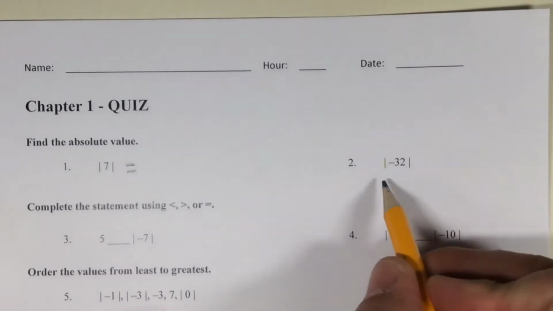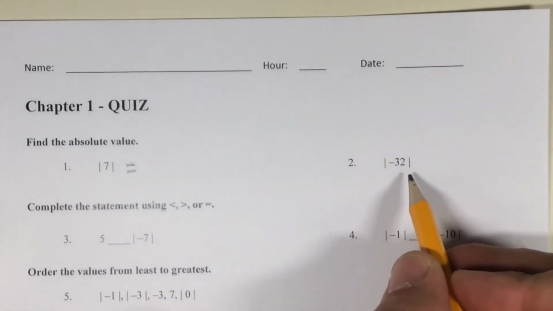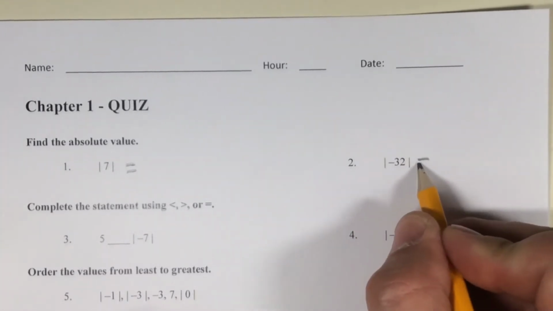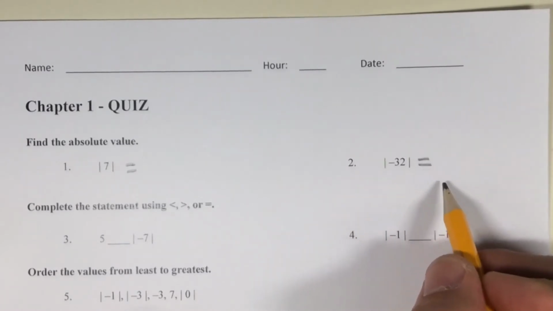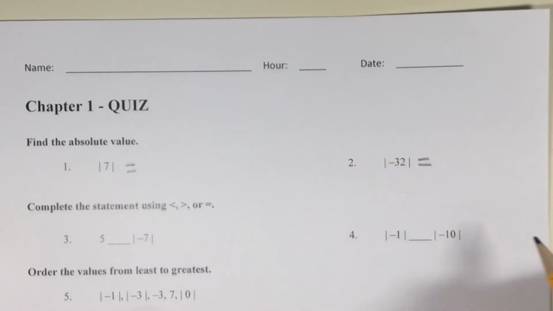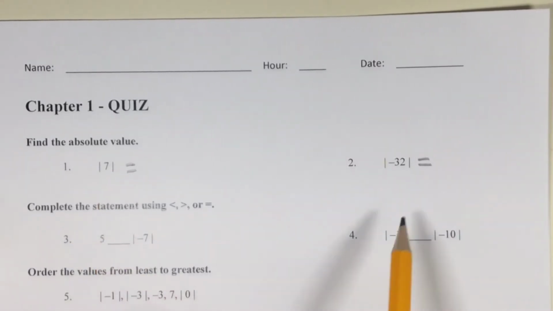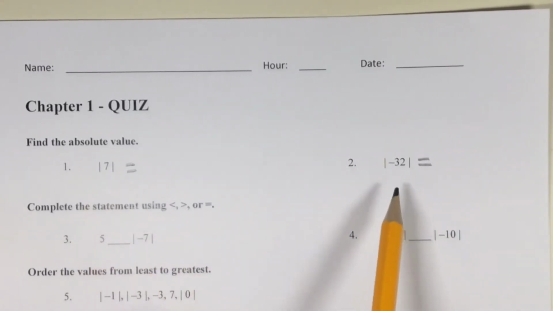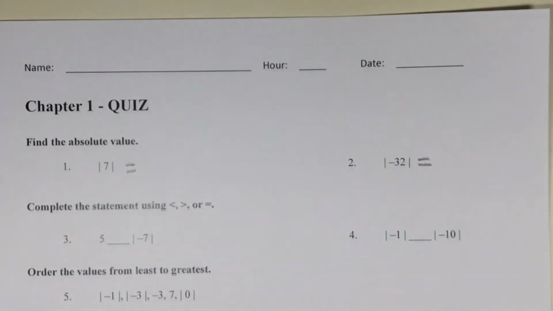Number 2, the absolute value of negative 32 equals, and you're going to put the answer right there so you can go back into the quiz and write the right answer. Again, remember, when you find the absolute value of a number, your answer cannot be negative. Now, a couple of the multiple choice answers will be negative, and hopefully you're not one of the ones that choose those.